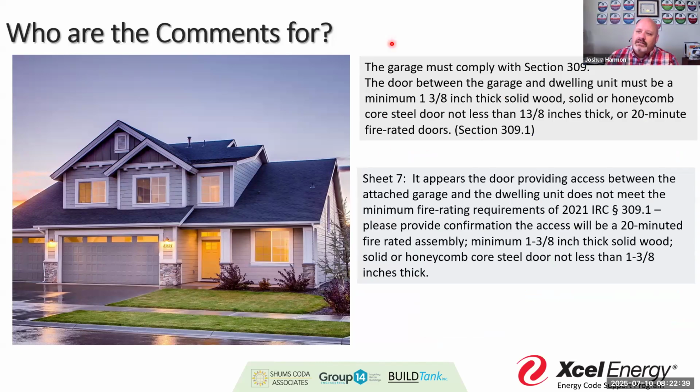So if I have a project where I'm looking at, the garage must comply with section 309, and I know I've got the wrong code section reference here, but if I'm saying that you need to have the proper fire rated door, and I just put a comment in like the one at the top, while it's a little bit descriptive, I want to go a little further, right? I want to include a sheet number. This is one of the things I make sure I do. I always try to include a sheet number.